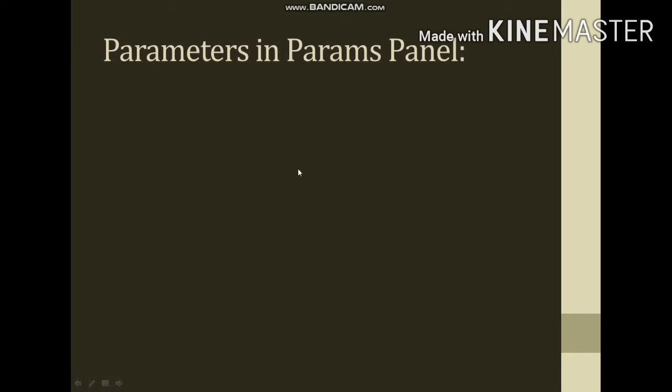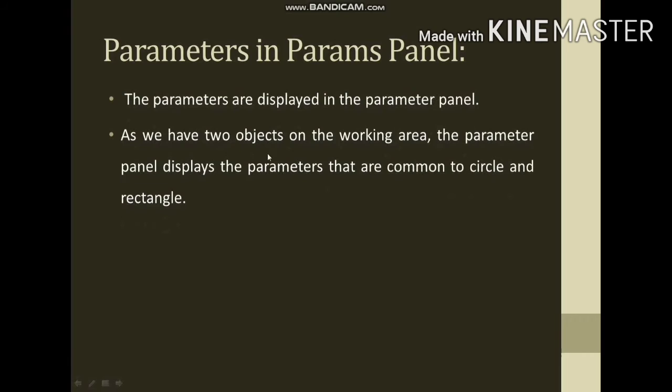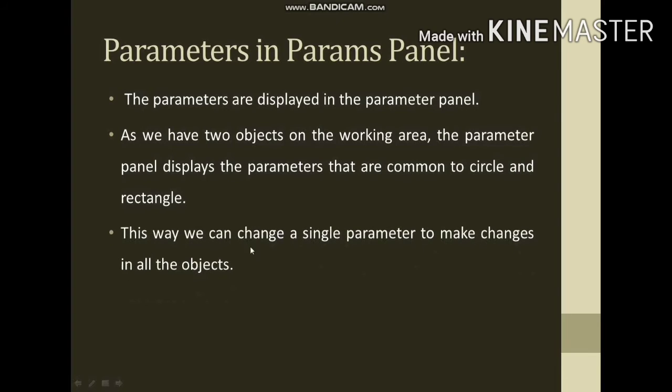Parameters in the params panel. As we have seen, whenever we create any object, a layer is created, and correspondingly we can see different parameters in the params panel. As we have two objects on the working area, the params panel displays the parameters that are common to the circle and rectangle. This way we can change a single parameter to make changes to all the objects.